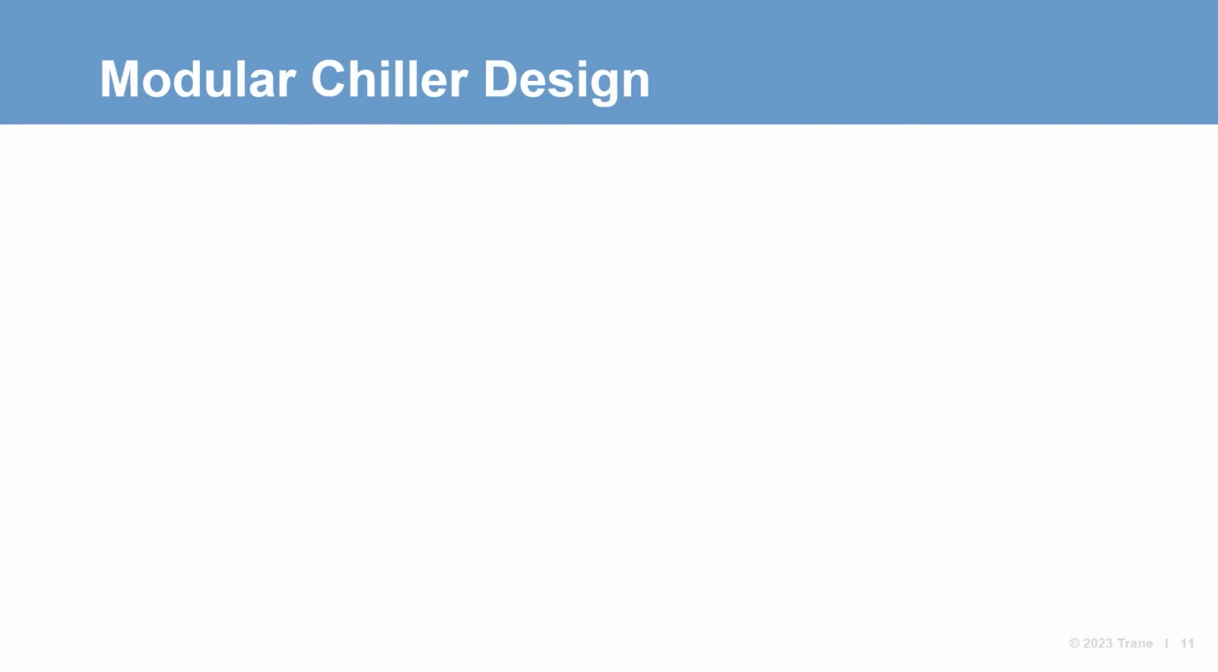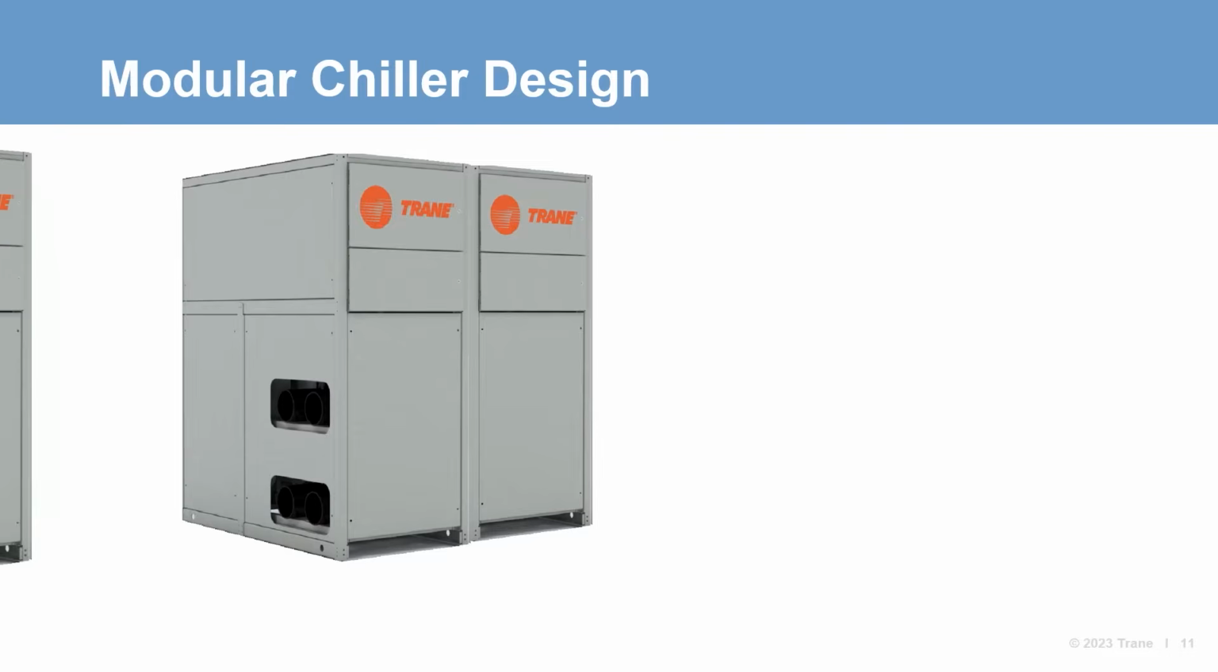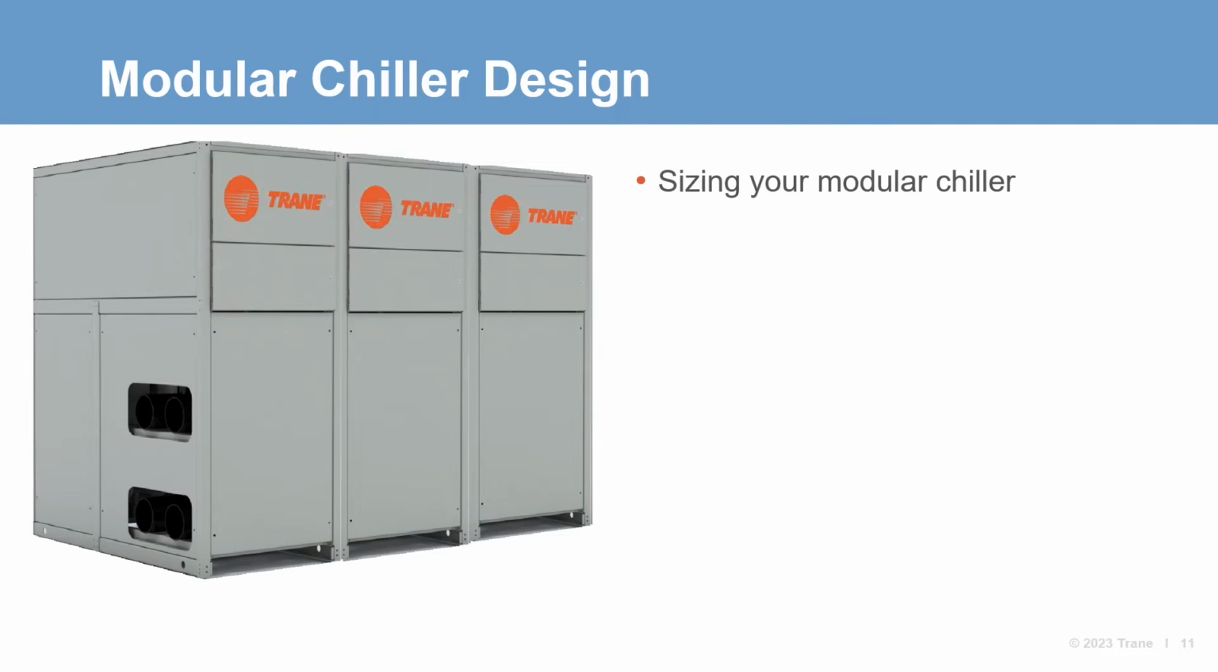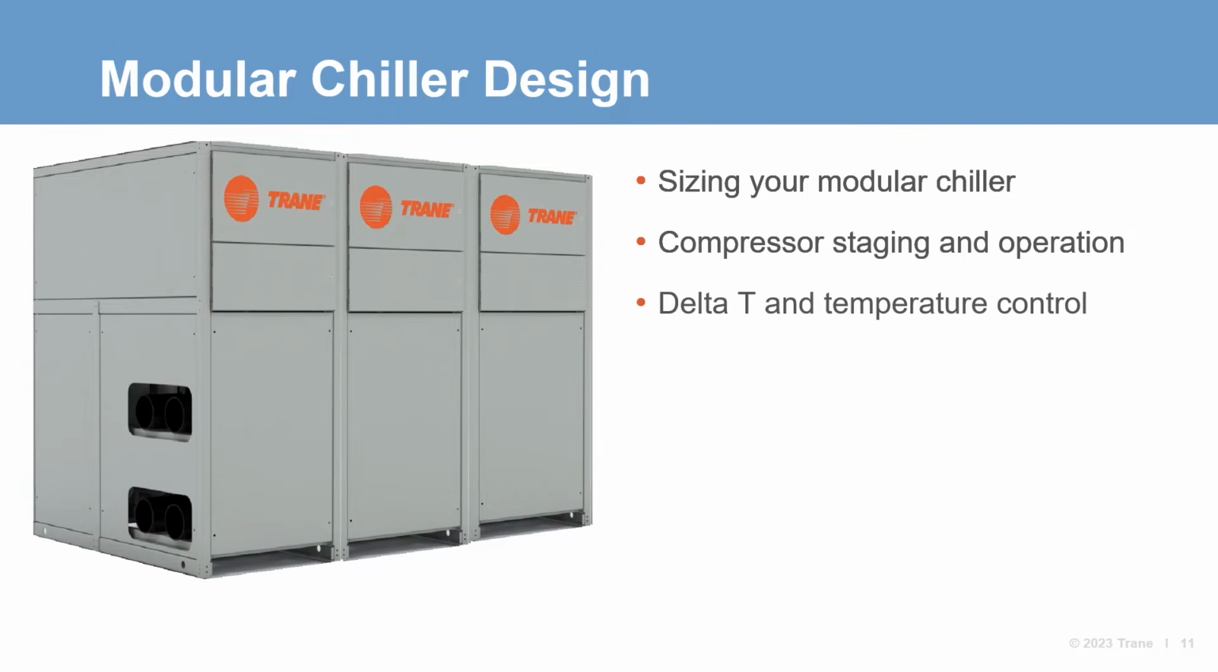One of the advantages of a modular chiller is the flexibility to use different module types and sizes, but that same flexibility can present a challenge in choosing the right configuration for your application. We will consider 3 main points to help determine chiller design. Let's cover the number of modules used in a design, compressor staging and operation, and lastly, delta T and temperature control. We will start with sizing our modular chiller.